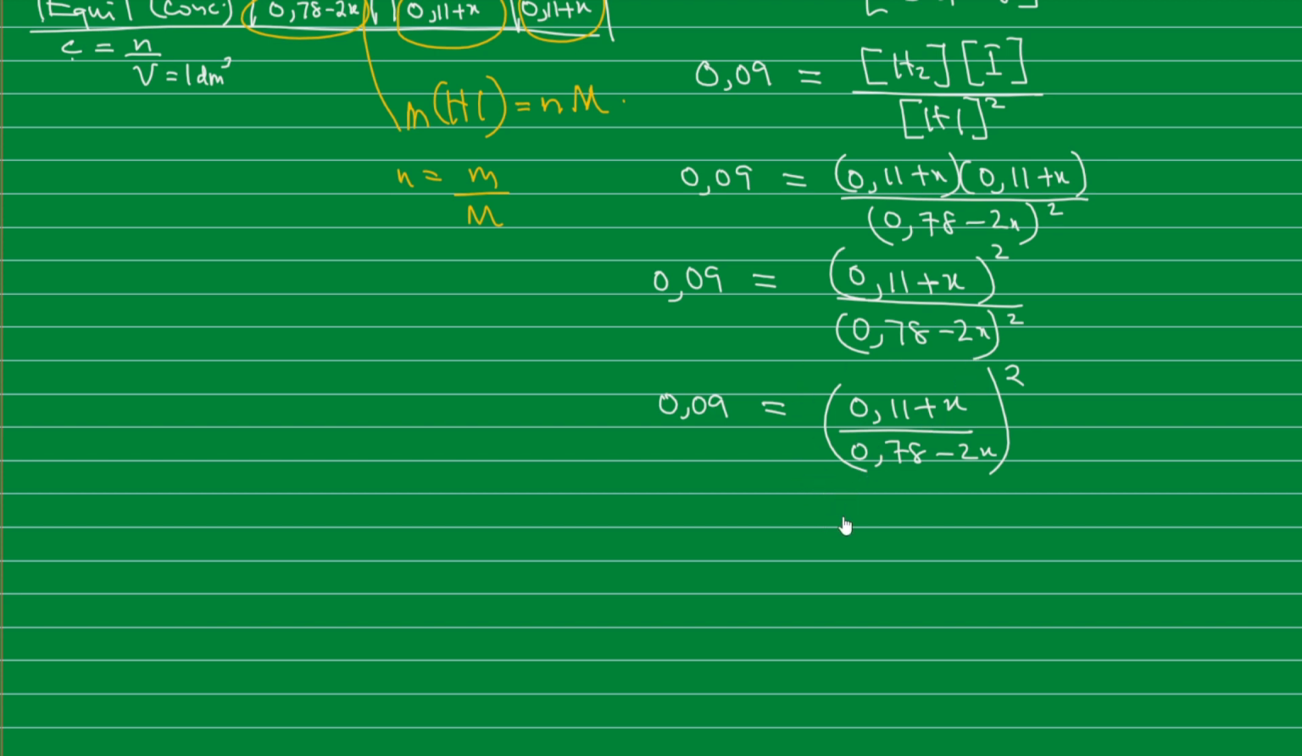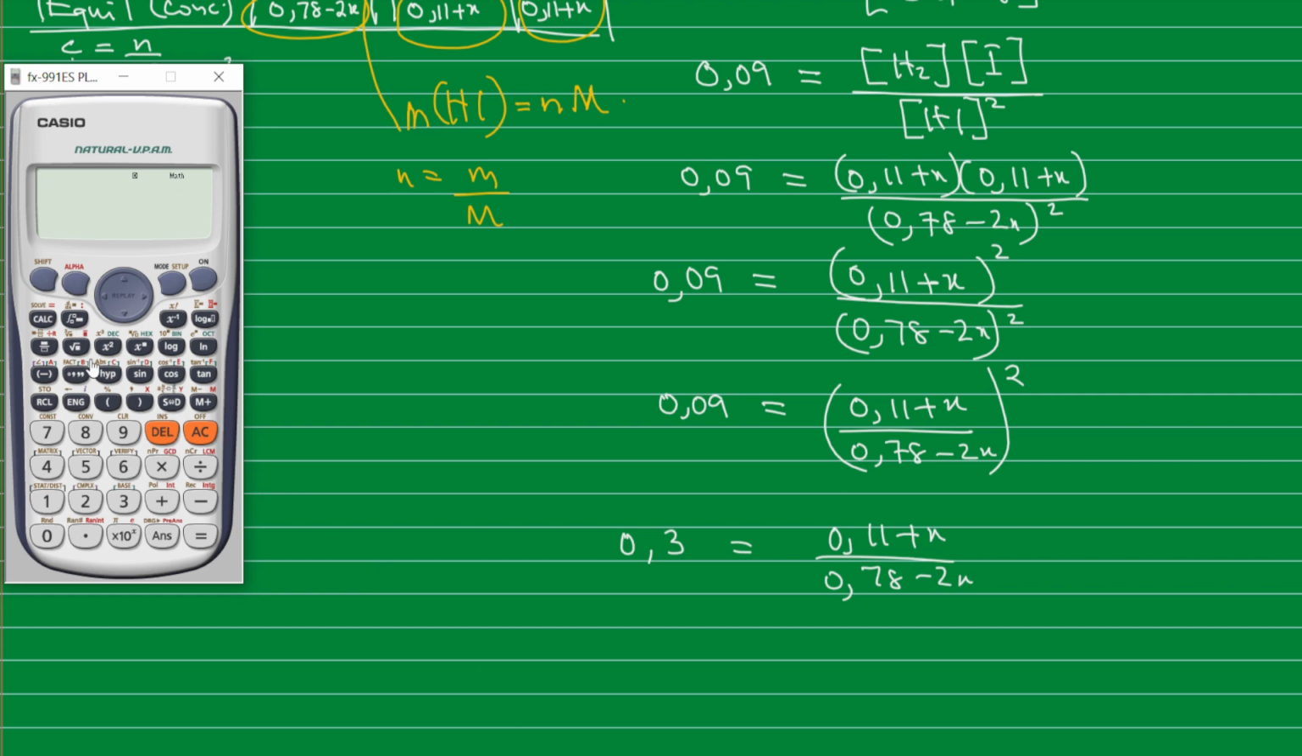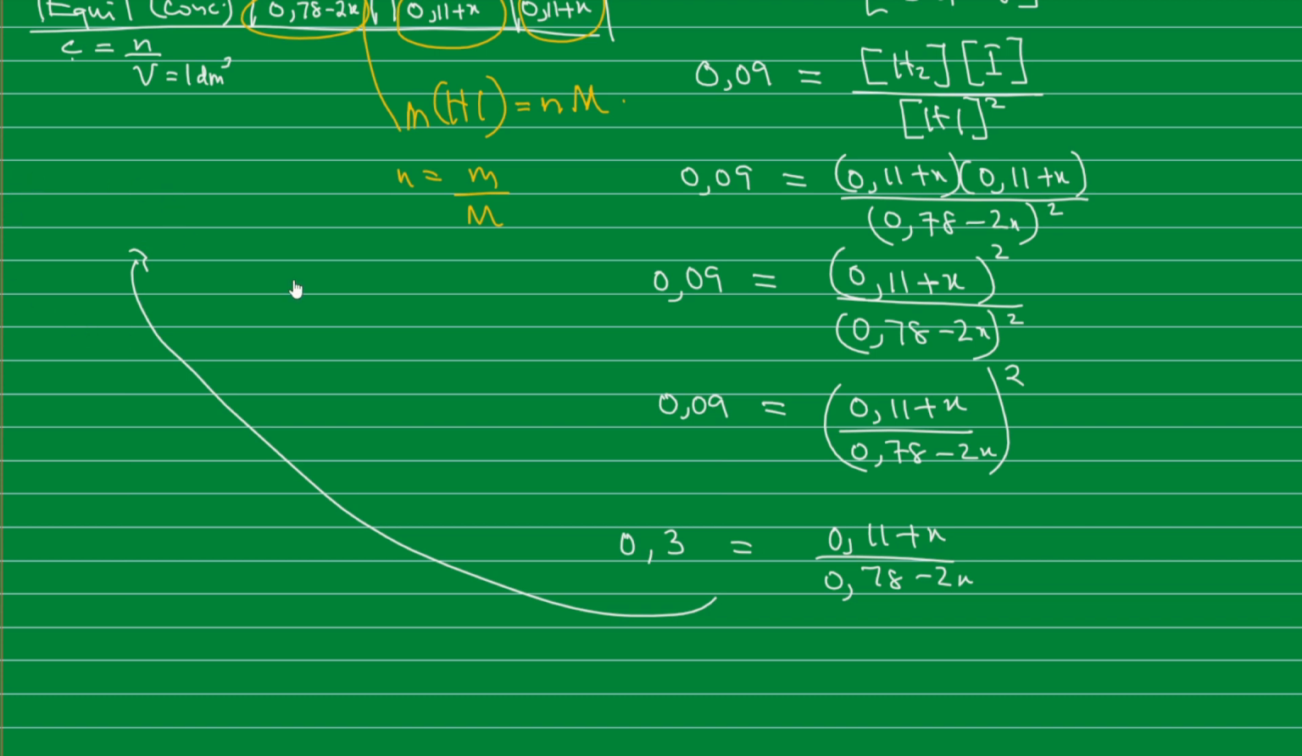So I'm going to have here 0.11 plus x over 0.78 minus 2x is going to be the square root of 0.09, that is 0.3. Let's put it in a calculator here. Root of 0.09, yeah, that is 3 over 10, which is 0.3. So now let's take this one over.